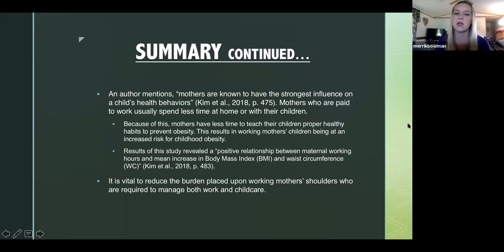An author mentions, mothers are known to have the strongest influence on a child's health behaviors. Mothers who are paid to work usually spend less time at home or with their children. Because of this, mothers have less time to teach their children proper healthy habits to prevent obesity. This results in working mothers' children being at an increased risk for childhood obesity. Results of this study revealed a positive relationship between maternal working hours and mean increase in body mass index and waist circumference. It is vital to reduce the burden placed upon working mothers' shoulders who are required to manage both work and childcare.